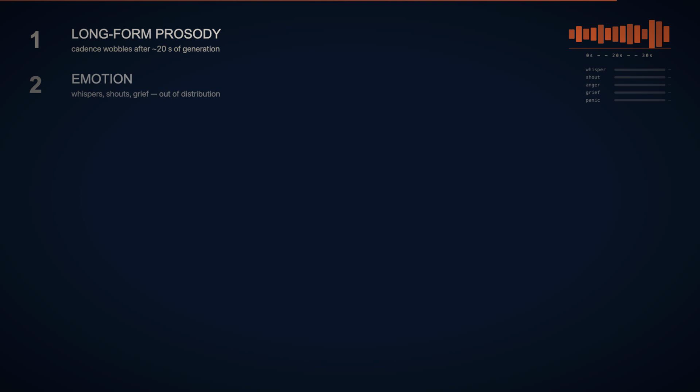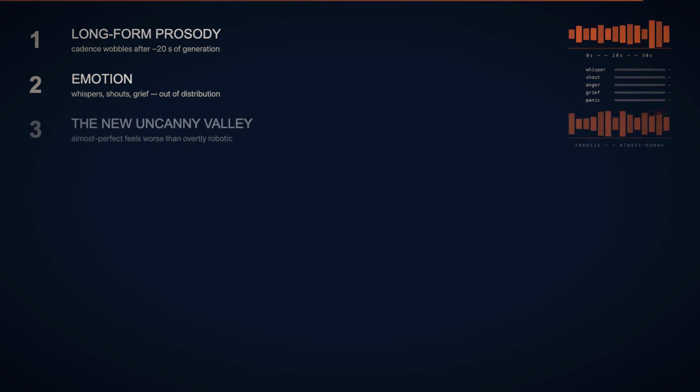The second crack is emotion. Most training data is calm read speech. Whispers, shouts, anger, grief, panic, all out of the distribution the model has ever been trained on. A clone can read a Wikipedia article eerily well. It cannot read a eulogy. It cannot read a love letter. The flatter the emotional range a sentence asks for, the closer the clone lands to the real thing.